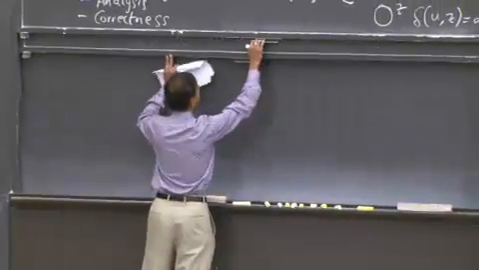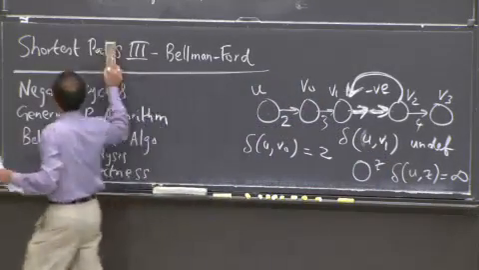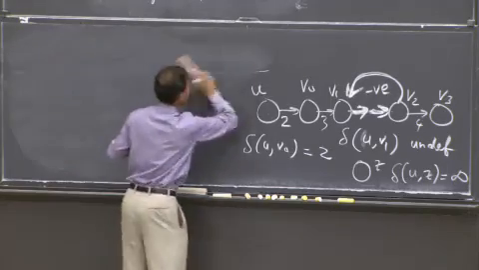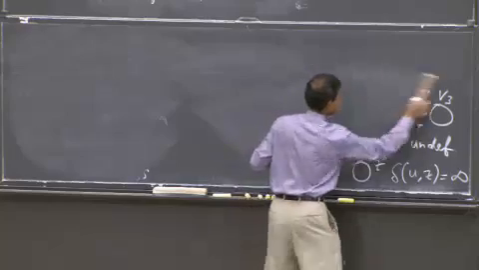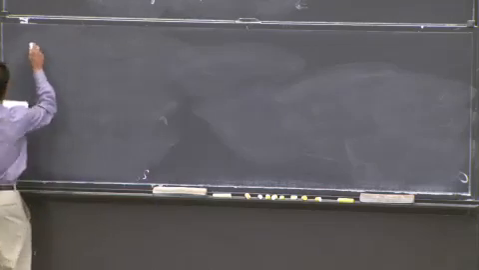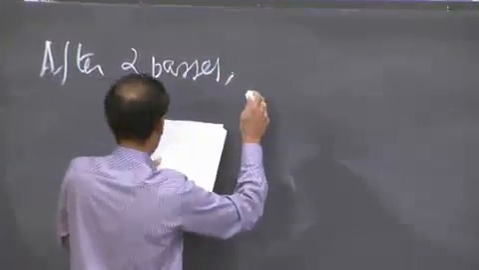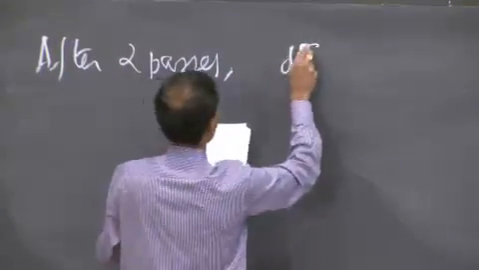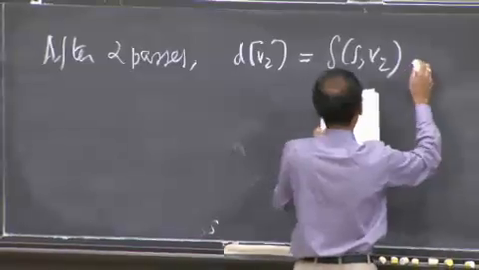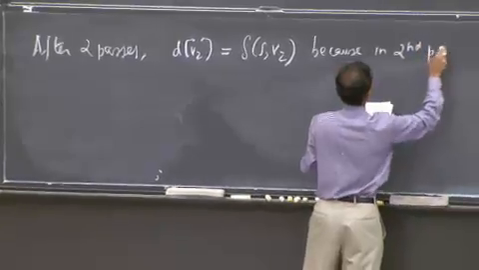And this goes on. I'm going to write out this proof because I think it's important for you guys to see the full proof. But you could probably guess the rest at this point. After one pass, that's what you get. After two passes through E, we have dV2 equals delta SV2, because in the second pass, we're going to relax edge V1, V2.